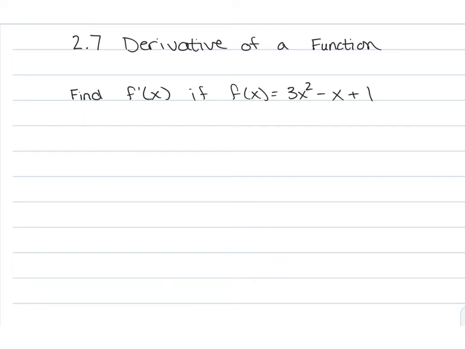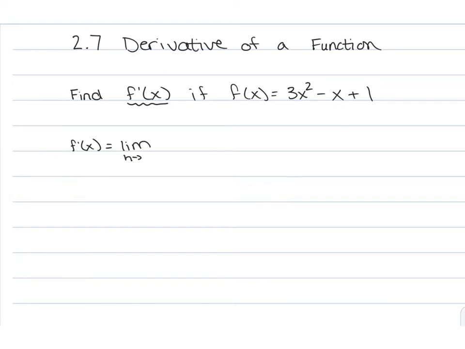In the next section, 2.7, instead of finding something like f prime of 2 or f prime of 3, we're going to be looking for f prime of x. So we don't know a specific value for x. We're just trying to find the derivative in general. For this, we're actually going to use the same formula that we were using in 2.6, although we're specifically using that h goes to 0 formula.